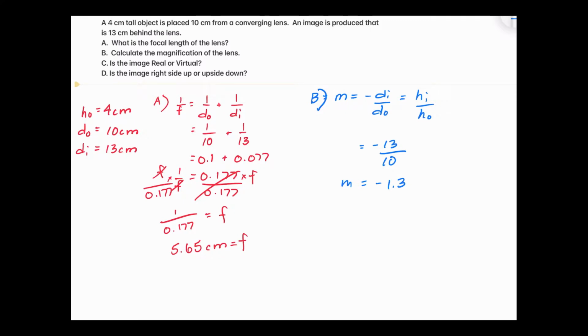Okay. And then the other thing we want to do, the last 2 parts, is they want to know if it's real or virtual. So here's how we figure that out. For the real and virtual, we want to look at this image distance. Is it in front of the lens? Is it behind the lens? What's going on? So in this case, we have a real image because it's behind the lens.